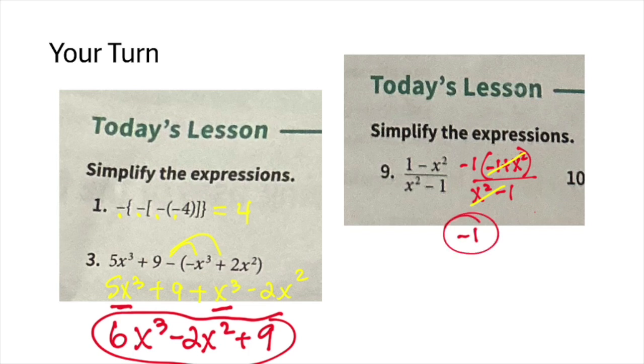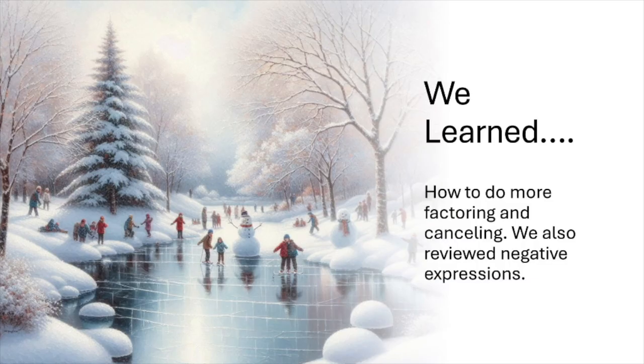All right. The way you know that you can do that is you have all the numbers and all the variables are the same, except you have their opposite signs on everything. We have now reviewed and expanded your factoring and canceling with negatives, with negative expressions. We're finished.